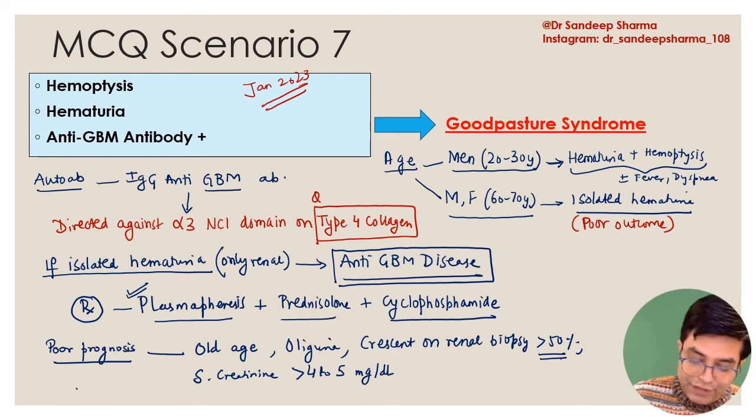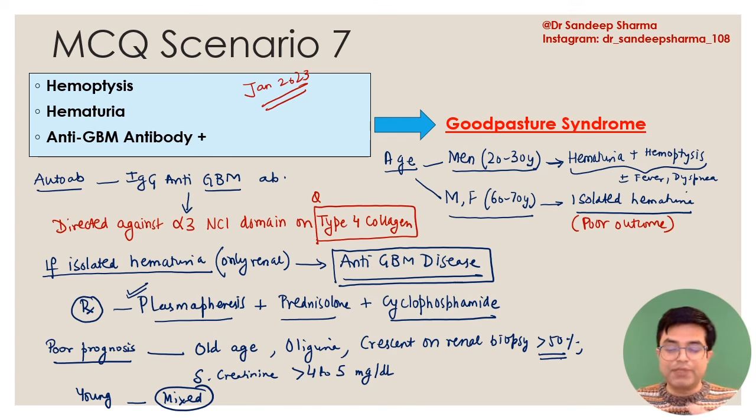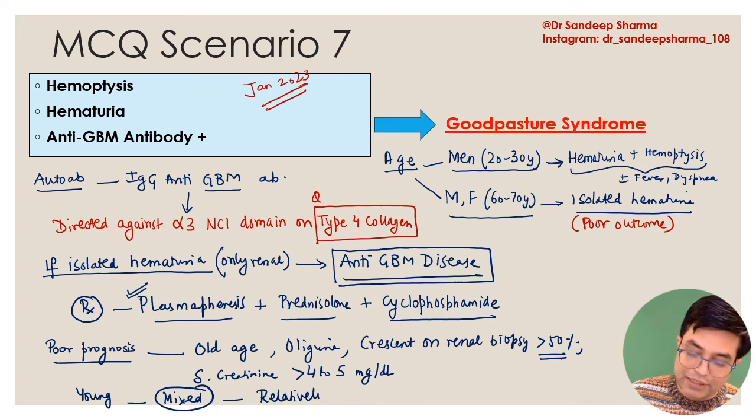On the other hand, if it is a young patient and there is a mixed presentation, means हेमेचूरिया भी है, हिमोप्सिस भी है, they have a relatively better outcome. देखो दोनों चीजें खराब हैं, but which has a relatively better outcome? Young patients are found to have a relatively better outcome.